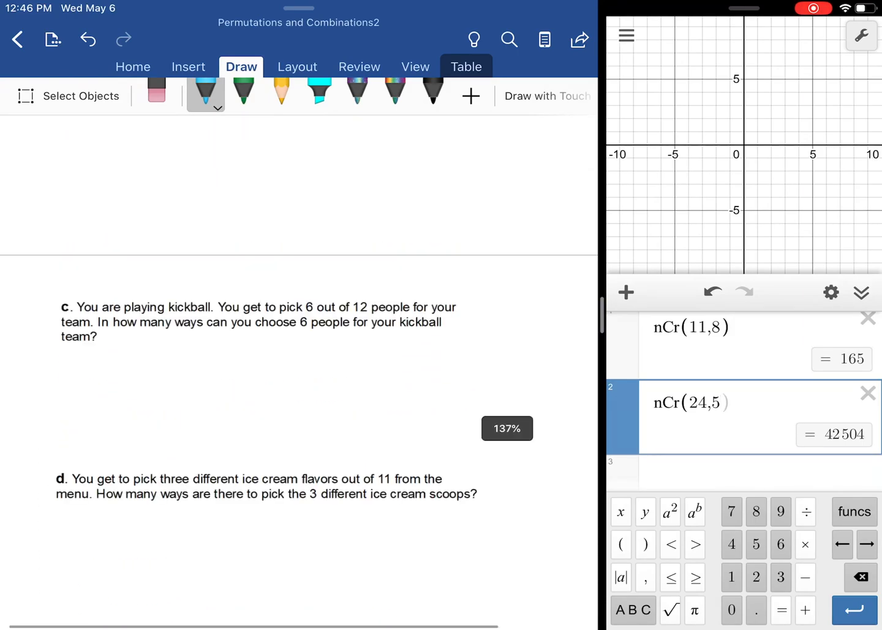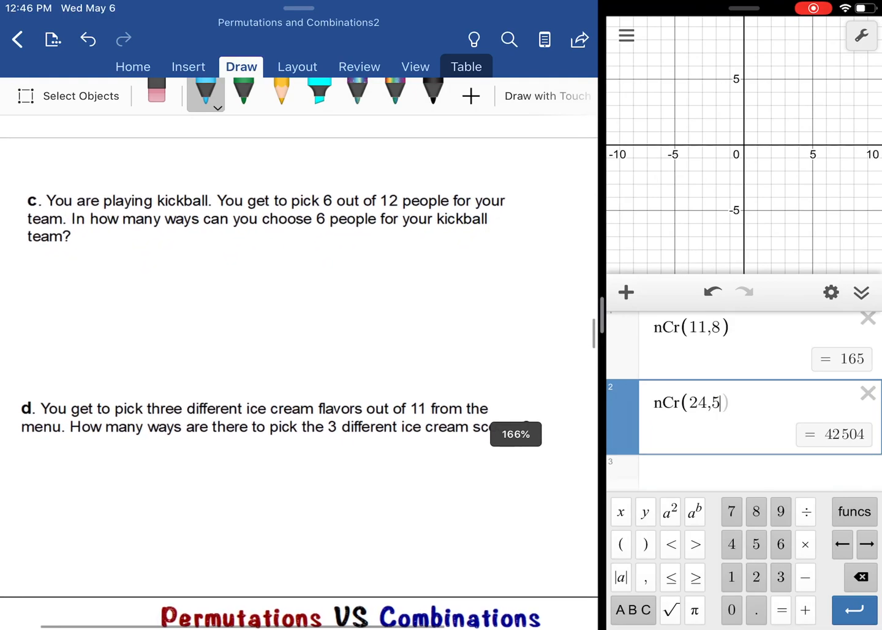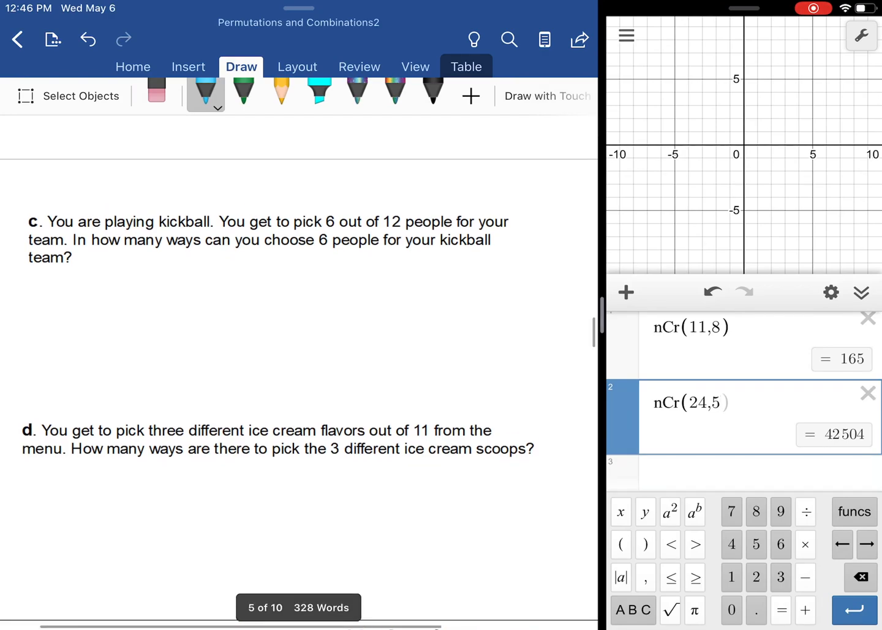All right, let's look at a couple of real-world examples with our combinations. So we're playing kickball, and you get to pick 6 out of 12 people for your team. And how many ways can you choose 6 people for your kickball team? So thinking about this situation, the order doesn't really matter, because it doesn't matter if I pick Sarah and then Ted and then Jessica, or Jessica and then Sarah and then Ted, because at the end of the day, those same people are going to be on my team. So it doesn't really matter what order I pick them in.